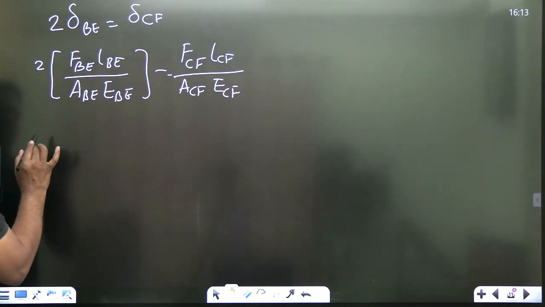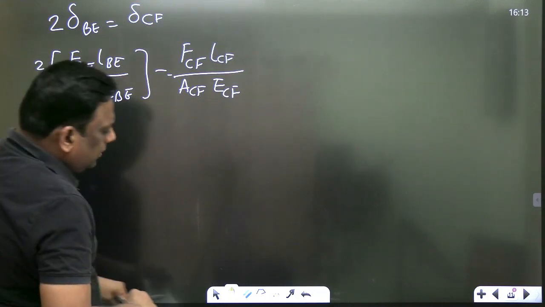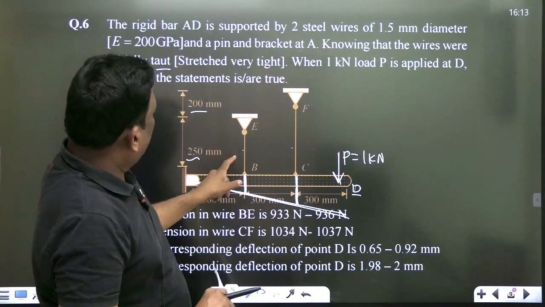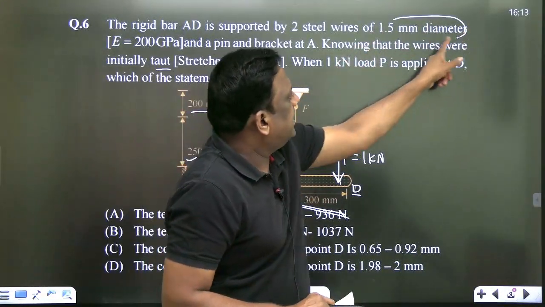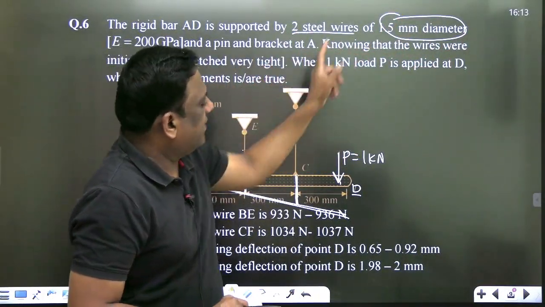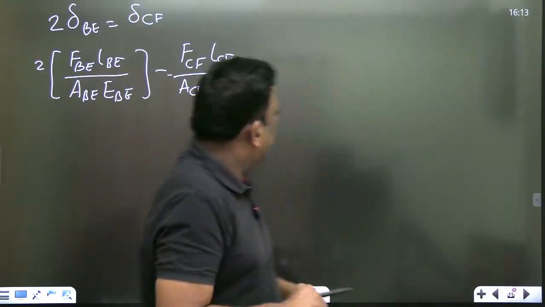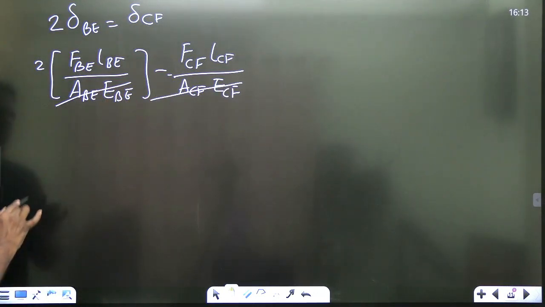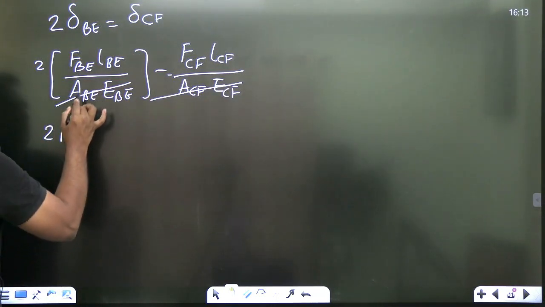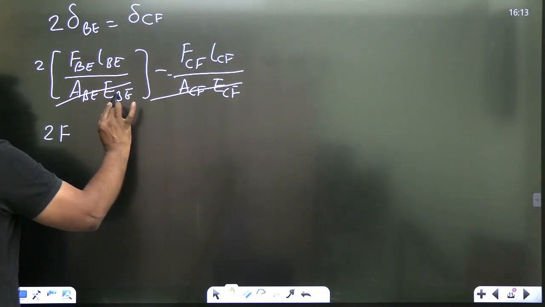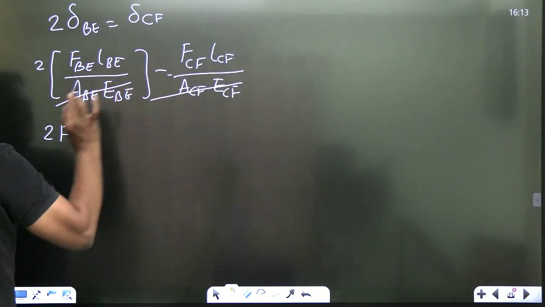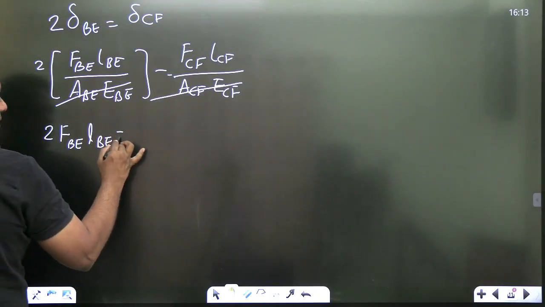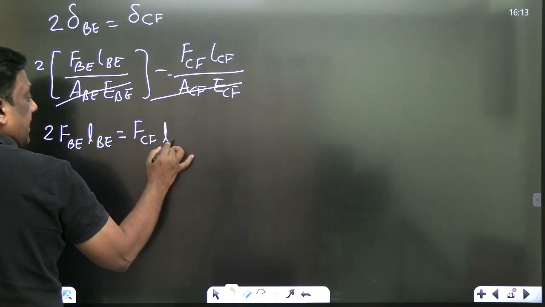Now look, I think both are made of the same material. Both wires are of the same diameter, so the area will be the same, and both are steel wires, so Young's modulus is also the same. Luckily the area and Young's moduli are the same, so I can cancel them out. This gets cancelled out. F_BE into L_BE is equal to F_CF into L_CF.